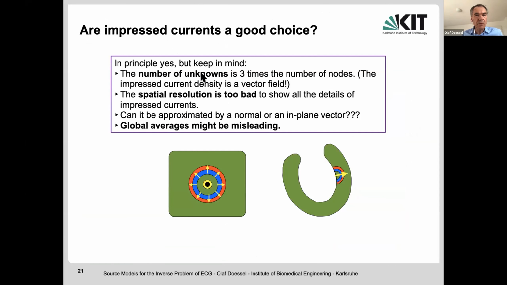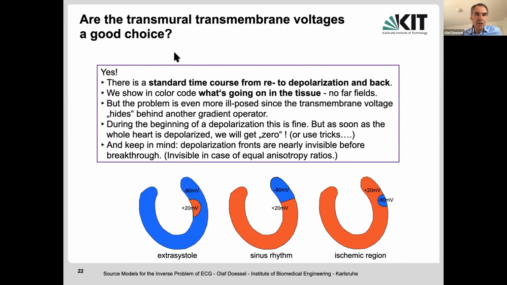So what is good and bad with the impressed currents? The number of unknowns is 3 times the number of knowns, because the impressed current density is a vector field. The spatial resolution is too poor to show all the details of the impressed currents, they cannot really be approximated by a normal or an in-plane vector, and global averages might be misleading. So my comment is I'm not very happy with this.